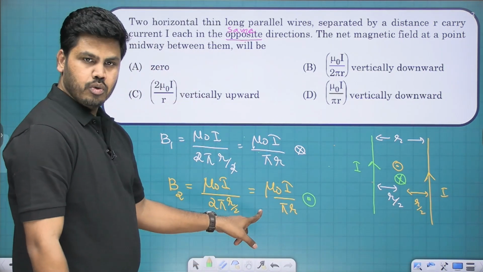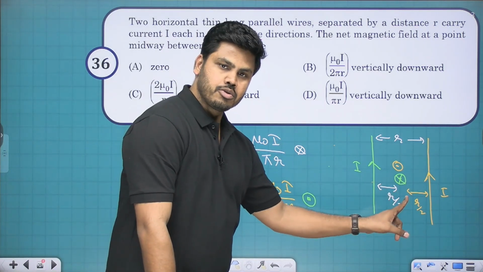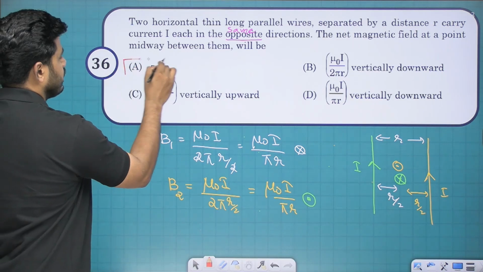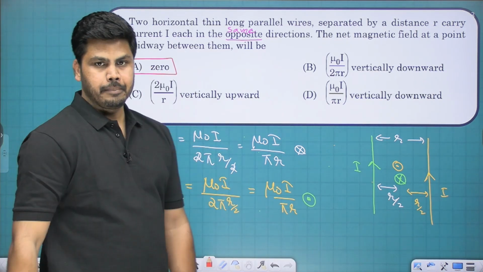See, B1 and B2 are equal and they are in the opposite direction. So they cancel each other, and what is the total magnetic field at the midpoint? It is 0. Option A.